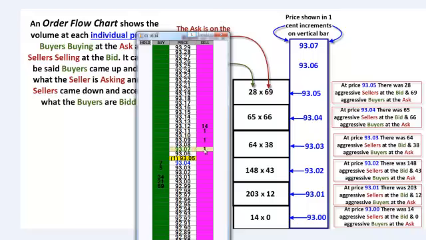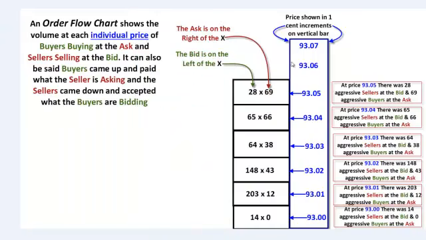If the seller really wants to sell and really wants to unload this car, he or she's got to come down and pay the bid. So he's being more aggressive, and that's what this order flow chart's showing. Who is coming up to the bid, who's coming up to the ask, and who's coming down to the bid. All right, remember, up and down. Let's get that out of the way again. So that's what that represents.